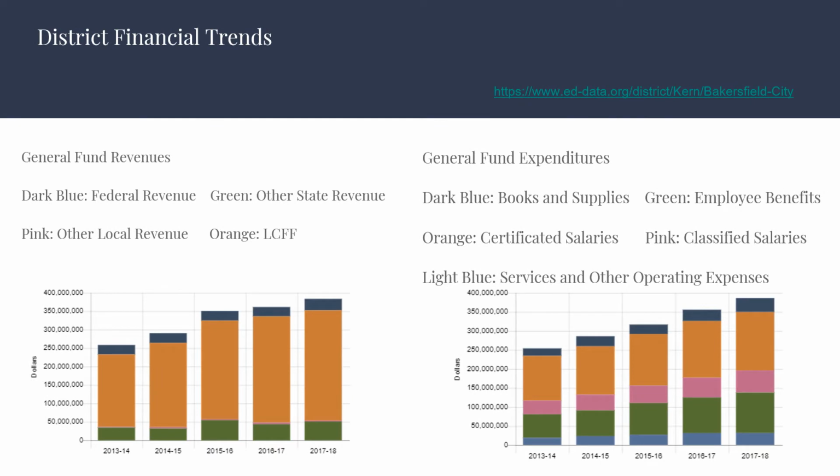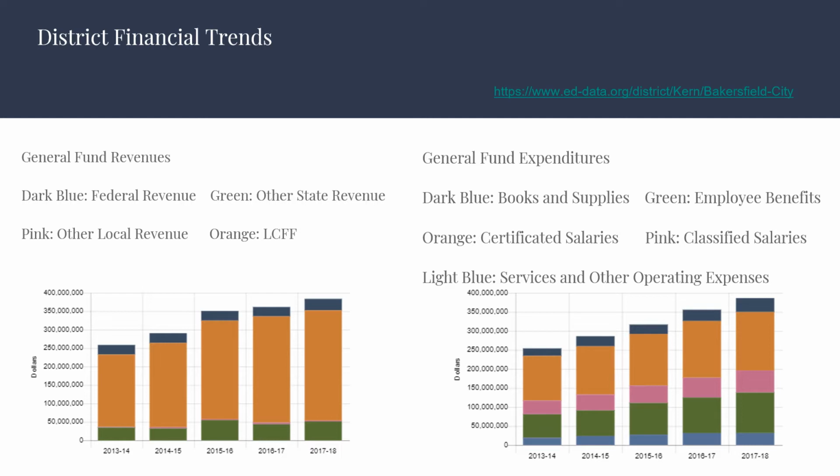This next slide is the district financial trends. On the left, you'll see the general funds revenue. This is where the district receives their money. In the dark blue is the federal revenue, which is the federal government. The green section is other state revenue, which can be through grants and things like that. The pink section is other local revenue, and the orange section, which is where the district receives most of their money, is from the LCFF, which is the local control funding formula, which is California giving the district money.